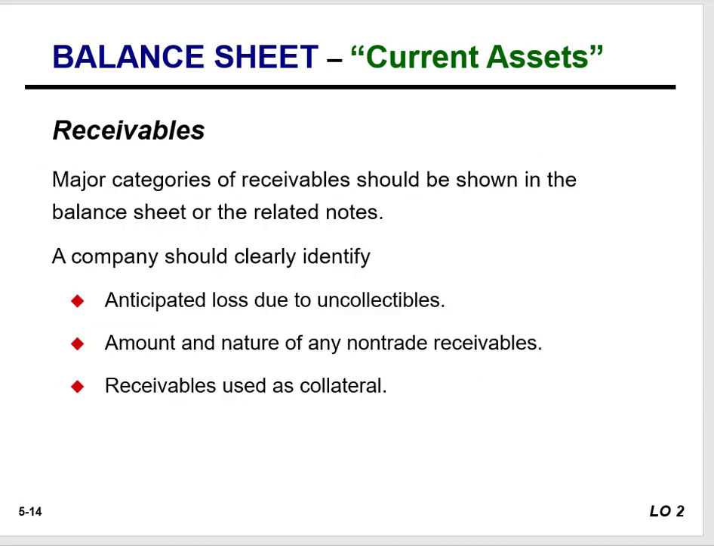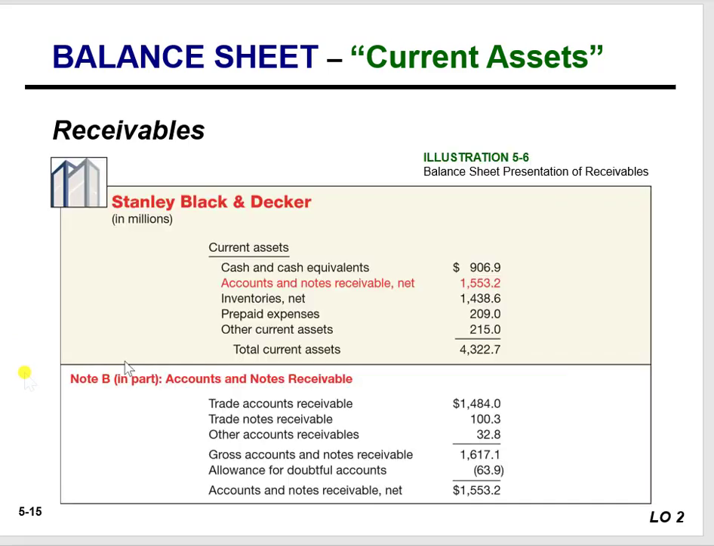Receivables. Major categories of receivables should be shown in the balance sheet or the related notes. A company should clearly identify anticipated loss due to uncollectibles, the amount and nature of any non-trade receivables, and then receivables used as collateral.